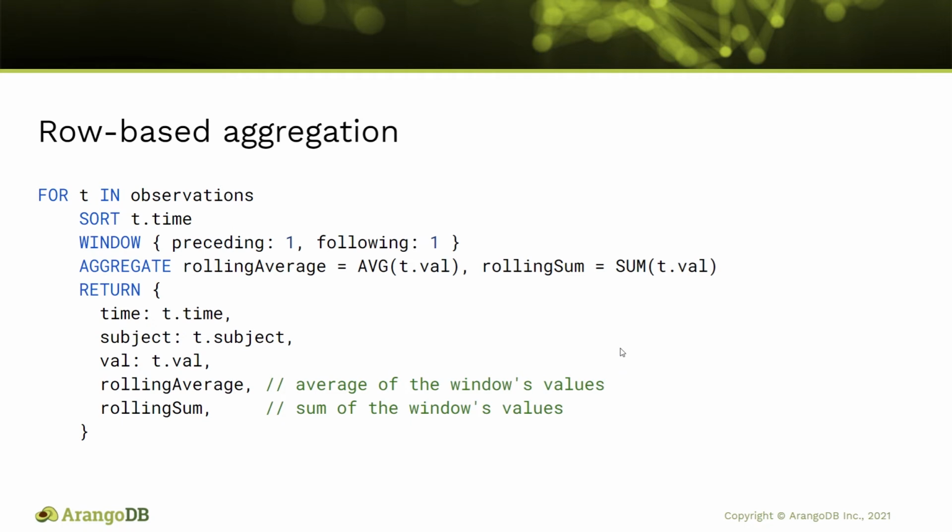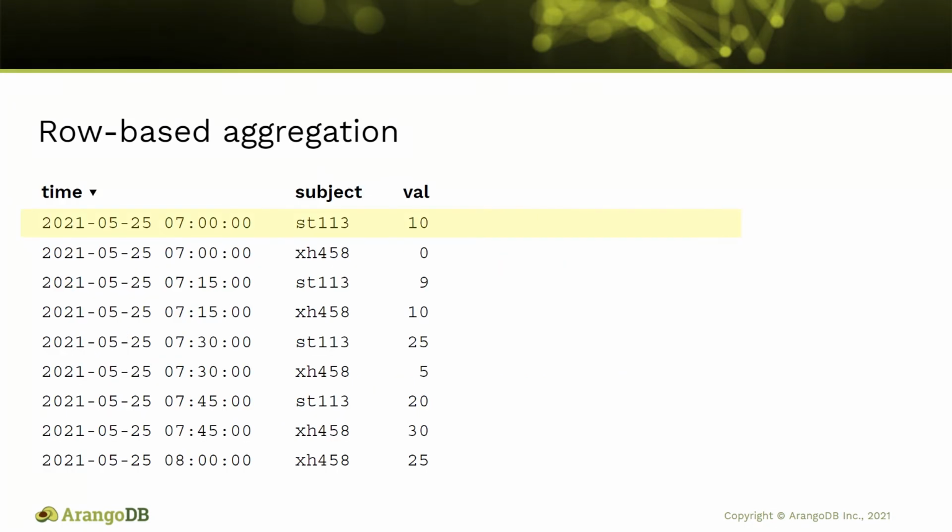On to another example. We define our window to be anchored to the starting row using the special value unbounded for preceding and no following rows in this case.